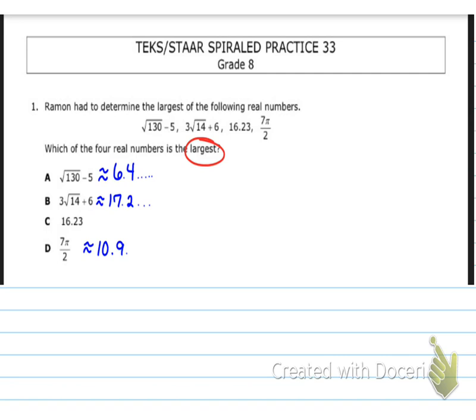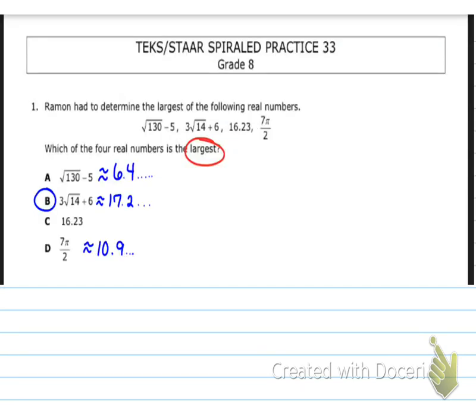As far as which one is the greatest, which is the largest number, that one should easily fall for answer choice B. Now, if it helps, you can use a number line, and you can put them all there in order from least to greatest. But I really think it would just be easier to see this number. These numbers aren't hard to see, but the one that would fall furthest out would definitely be 17.2. So my greatest number is 3 square root of 14 plus 6.